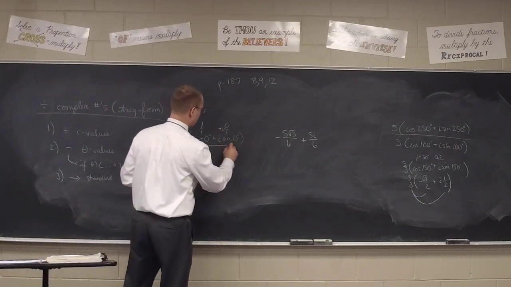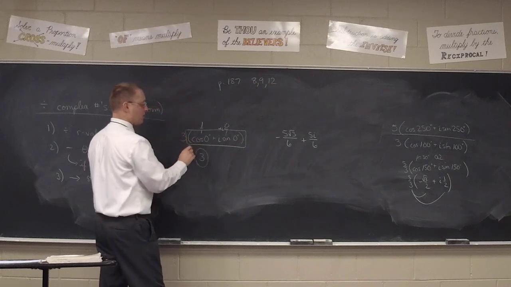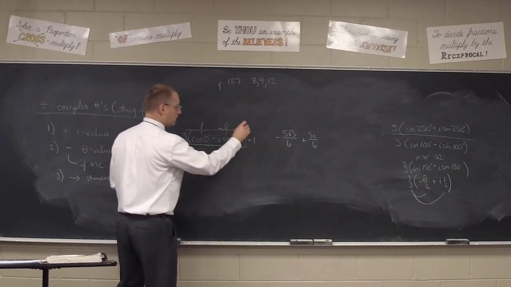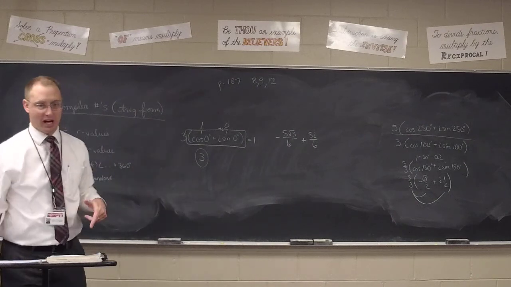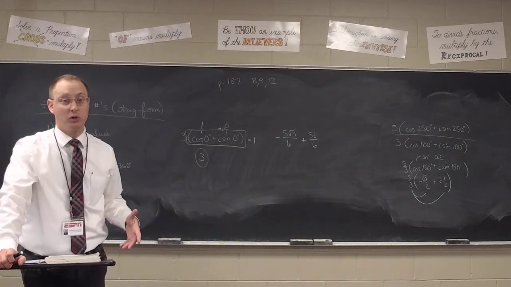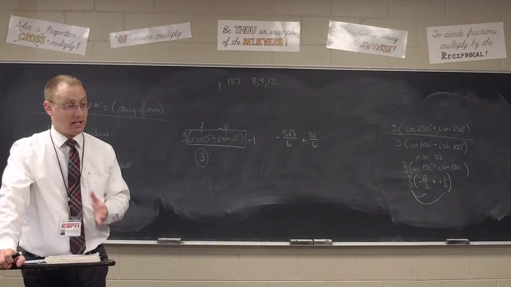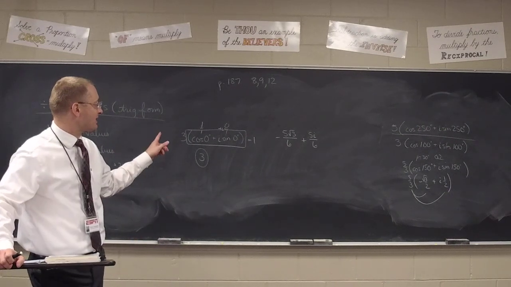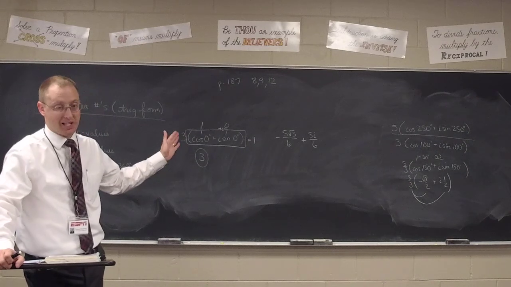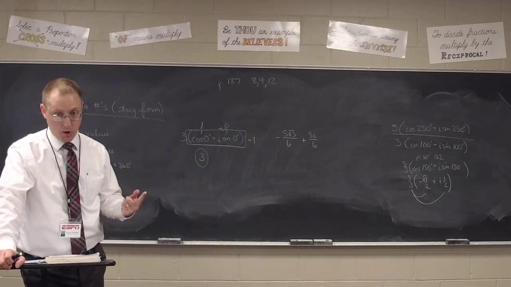Interesting to note, and we're going to come back to this tomorrow, that is 1. Important thing to memorize. It's a big, fancy, weird way to say 1. Kind of like sine squared plus cosine squared always is 1. Cosine 0 degrees plus i sine of 0 degrees is 1.